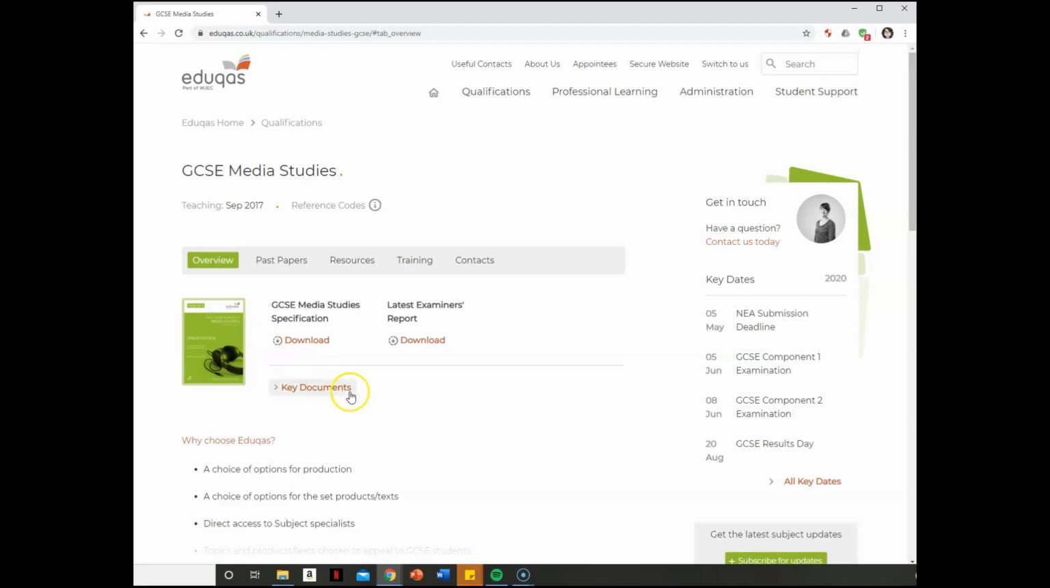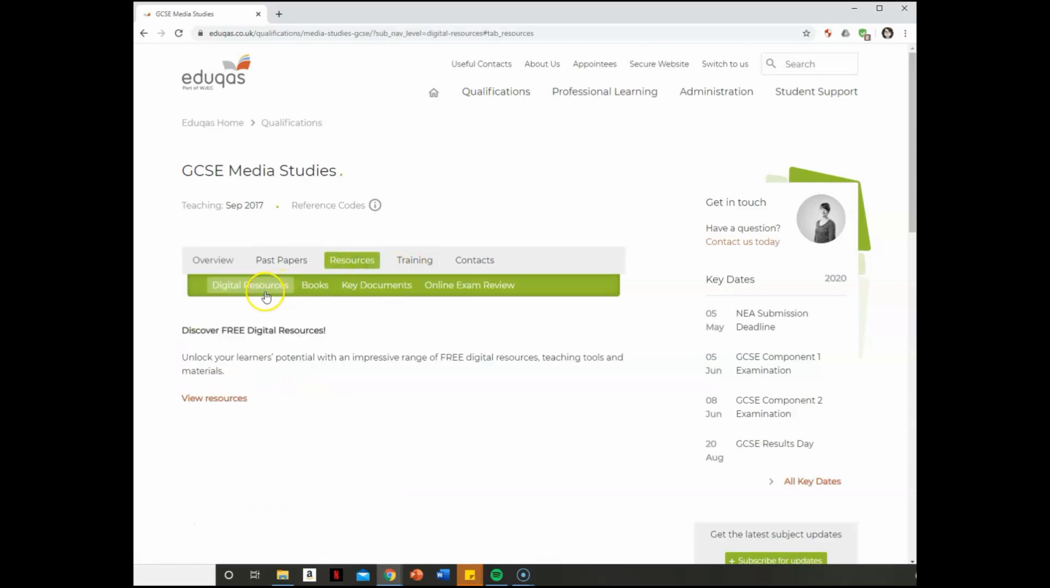It is written for teachers, so there's no harm in you looking at it, but just bear that in mind. And then you've got sort of your past papers, resources, and the training and contacts again are for your teachers. There are resources that you guys can access, so the digital resources, books, key documents, that sort of thing. The online exam review is mainly for teachers. Key documents, again, mostly for teachers. The books are not fantastic, so I'll just show you what they are like.